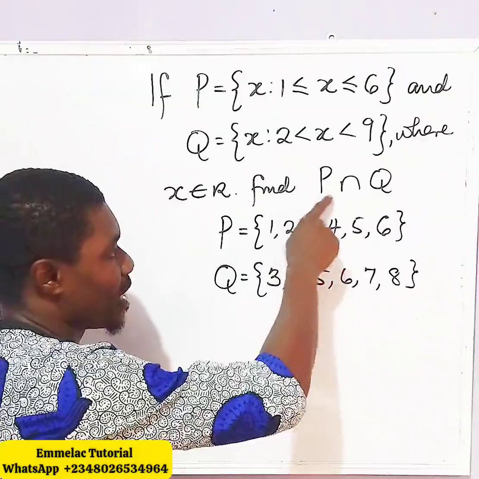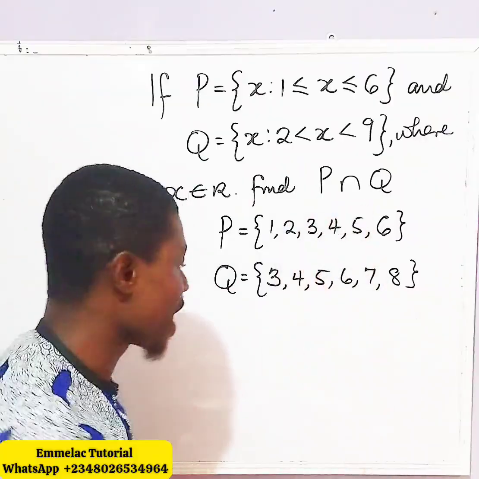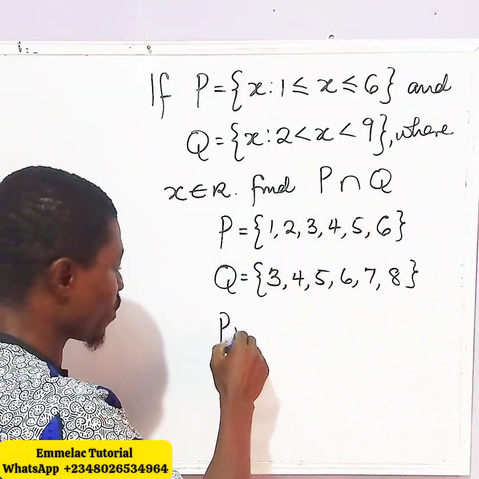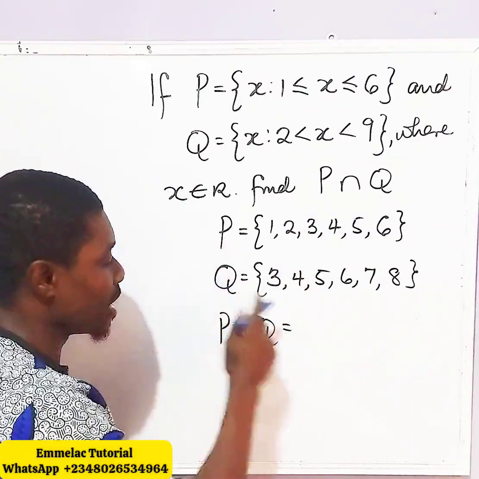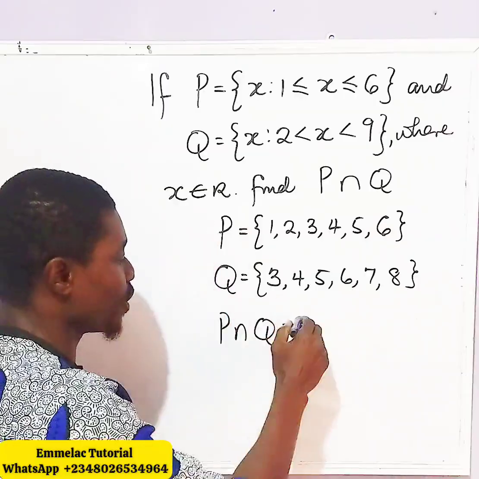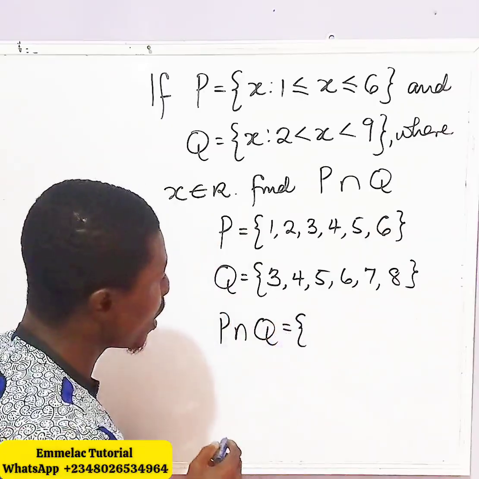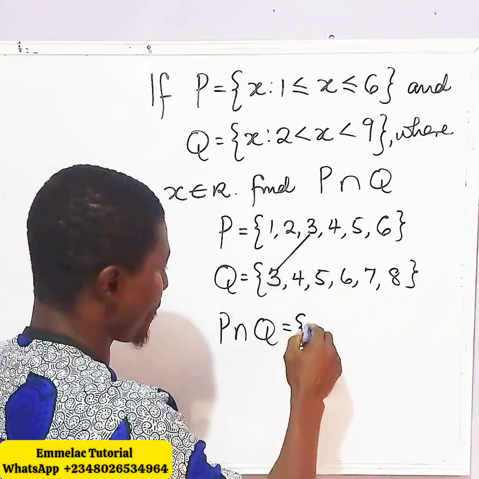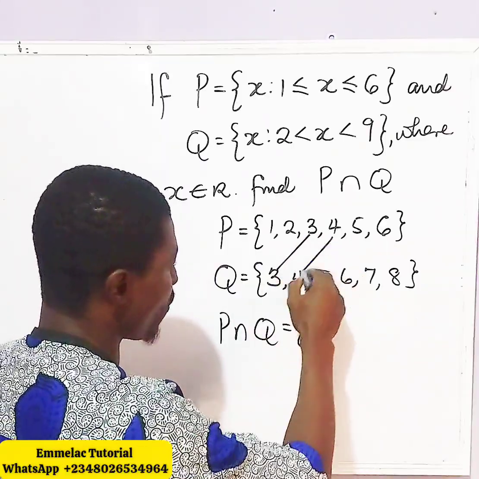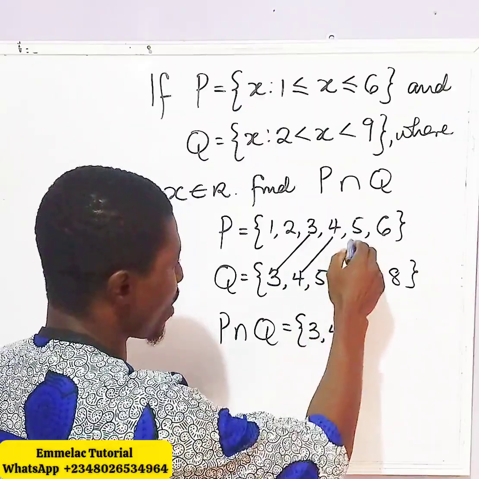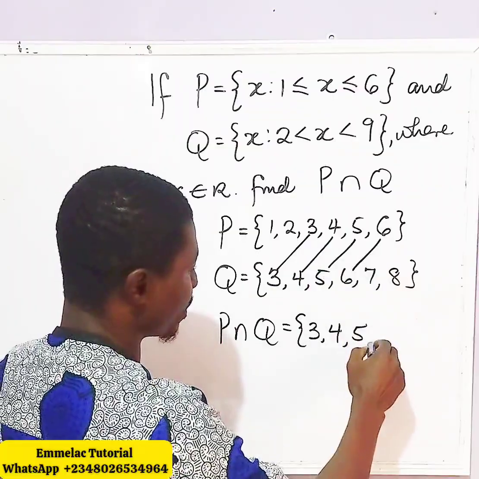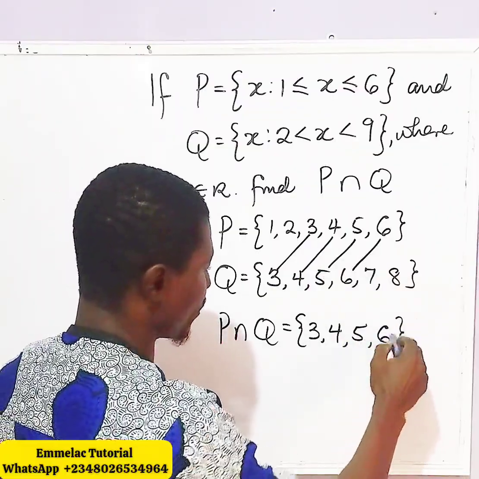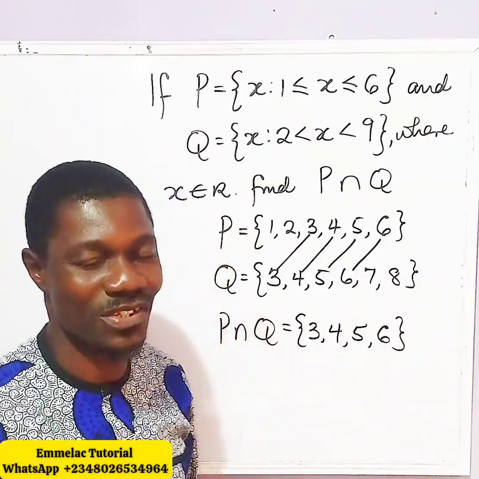So P intersection Q, what does this imply? It implies the elements that you can see in both P and Q. So here we have 3, 4, 5, and 6. So this is the answer to the question.